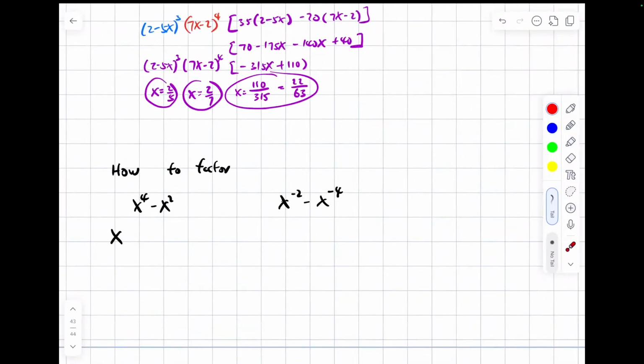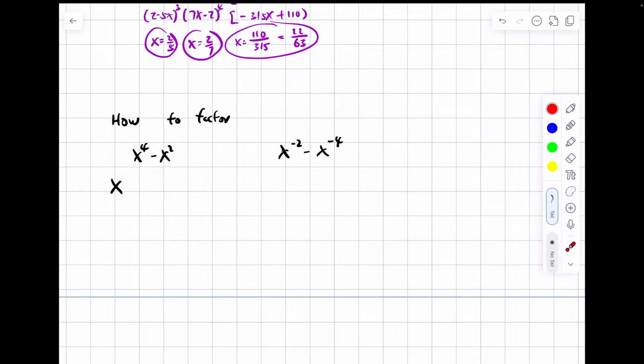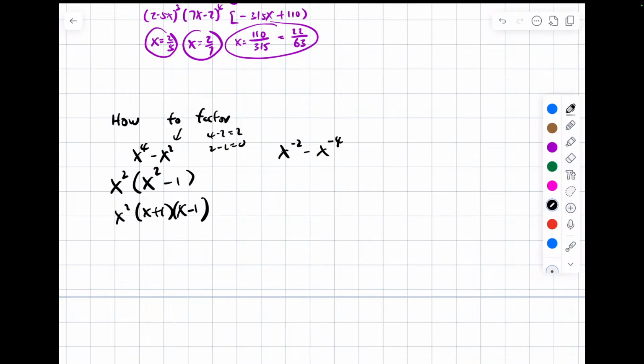So let's talk about how to factor this. The GCF is x squared. It's fairly easy. You factor out the most negative power. The x squared is more negative than x to the 4, so x squared you factor out. But once you factor out, you subtract the powers. You subtract 4 minus 2, equal to 2, so you get x squared. That's how you get 2. And this is going to be 2 minus 2 equal to 0, so anything to the 0 power is 1. And you can factor x squared times x plus 1 and x minus 1 because of difference of squares.